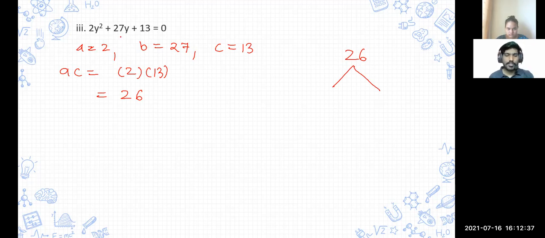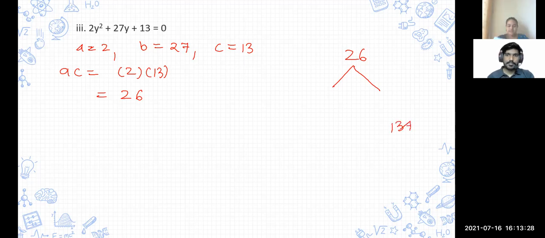So this is easiest. Can you tell me which are those two numbers to take? Multiplying those two numbers, you should get 26, and adding, you should get 27. That is the middle term. Can you think of the number? 26. Next. It would be 13 and 2.